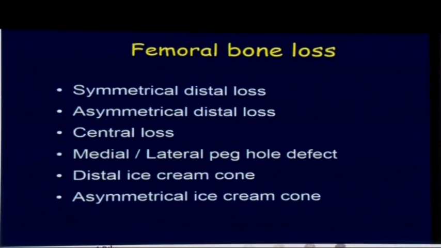What is important, this bone loss may be symmetrical or asymmetrical. It may be central at times, although very rare, more common in the revision scenario. And also in the revision scenario, you need to think about the medial and lateral peg holes, the distal ice cream cone, and the asymmetric ice cream cone.